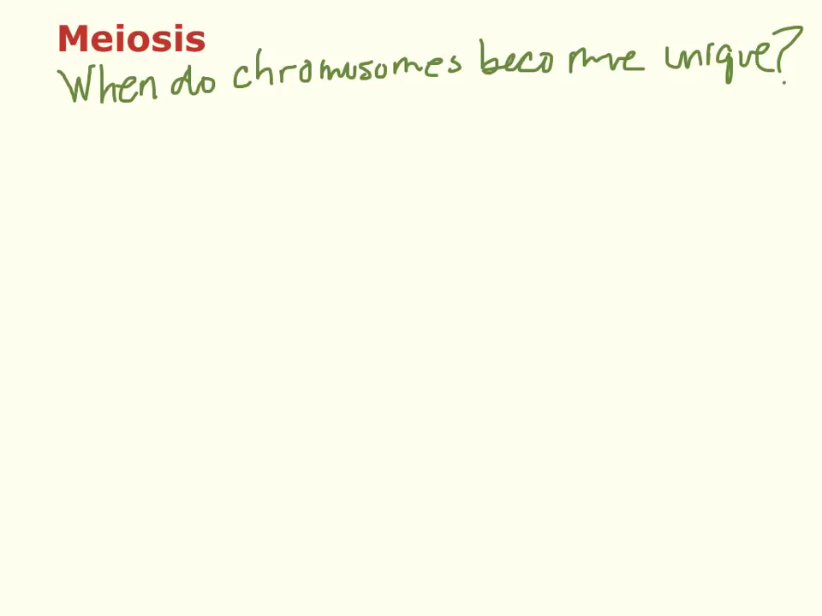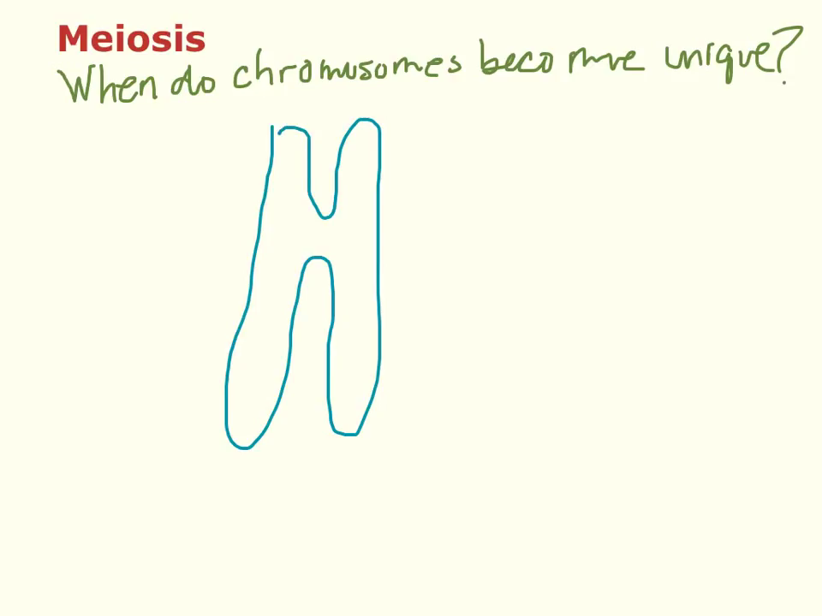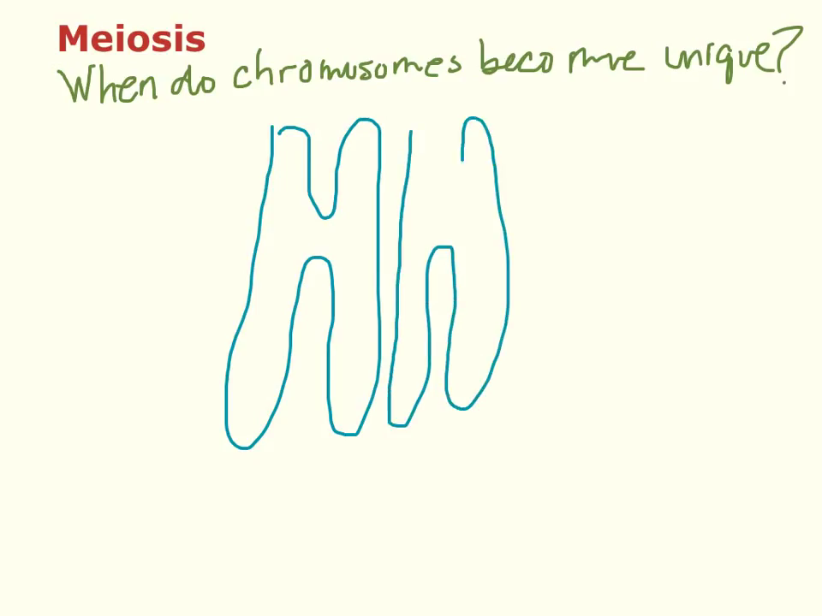So, there's one, and here's its friend. When I draw these together like this, what's that called? What is that? That's a question. If you said homologous chromosomes, you're right.